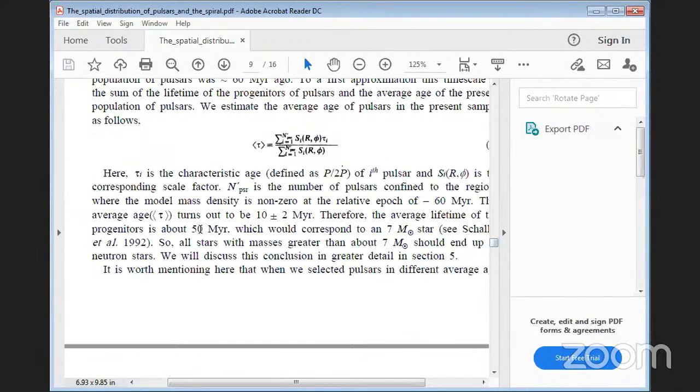But essentially, one has estimated that the population that we had at hand has an average age of 10 million years. One subtracts that naively from the 60 million years to get average lifetime of the progenitors to be 50 million years, and so on and so forth.